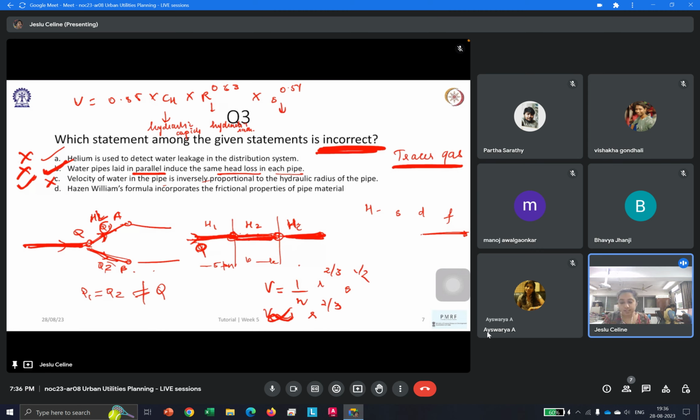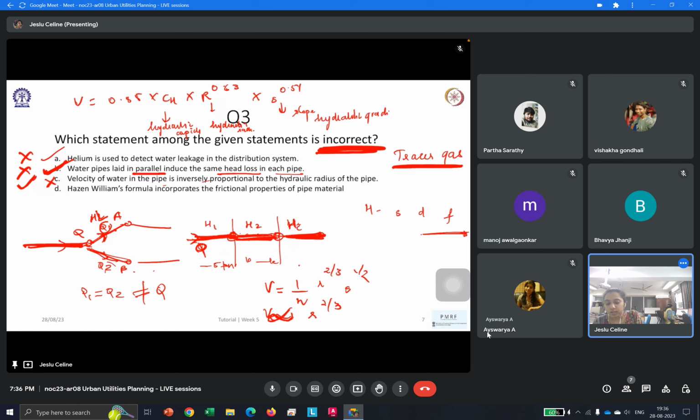And what is S? What is S in Hazen-Williams formula? Hydraulic gradient. Yeah, it is the slope of the hydraulic gradient.